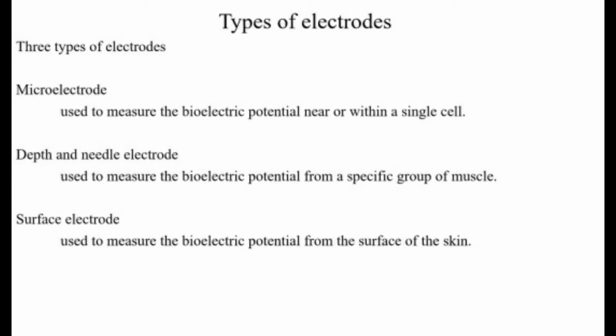The second one is depth and needle electrodes. These are used to measure the bioelectric potentials of highly localized extracellular regions in the brain, or bioelectric potential from a specific group of muscles. The third one is surface electrodes. These are used to measure the potentials available from the surface of the skin and are used to sense the potentials from the heart, brain, and nerves.